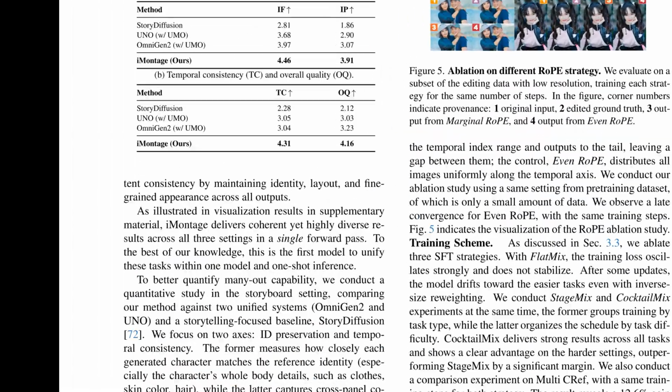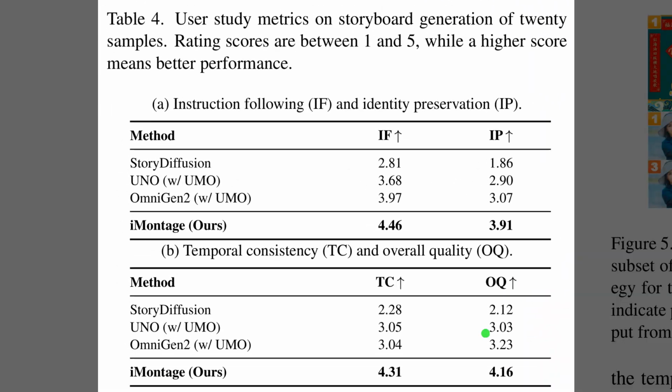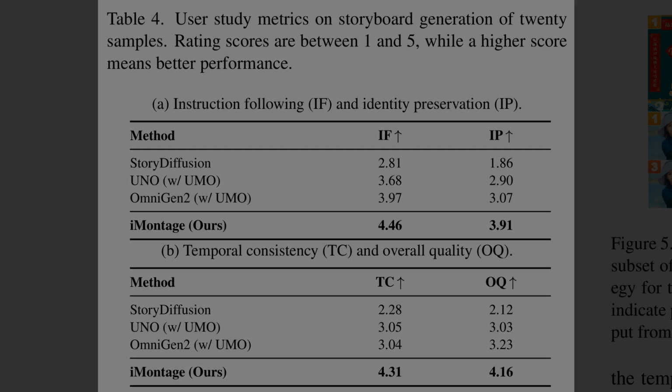Table 4 reports how humans rate different models at generating storyboards, meaning sequences of panels that tell a visual story. The table shows that iMontage scores highest for following instructions and keeping character identity stable, which are crucial for coherent narratives. It also lists temporal consistency, meaning how smoothly the story flows across panels, and overall quality. Across all 4 metrics, iMontage clearly outperforms story diffusion, UNO with UMO, and OmniGen 2 with UMO.